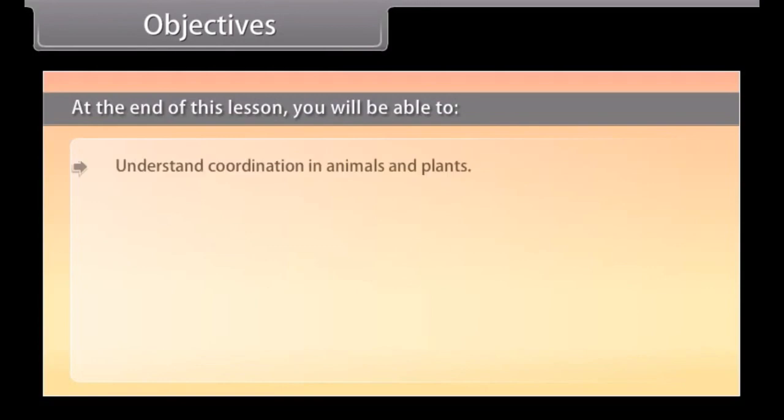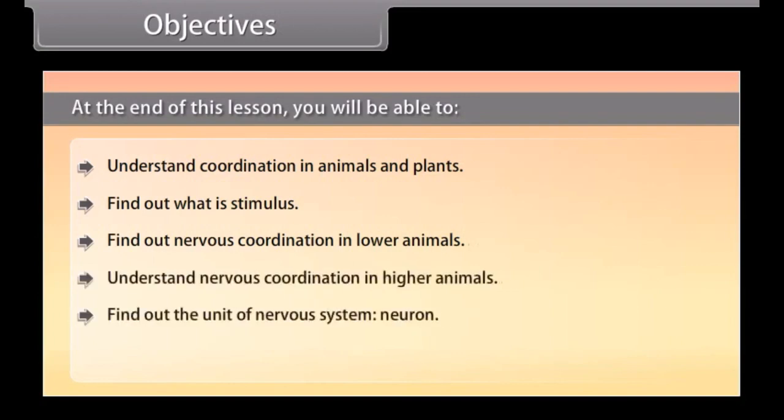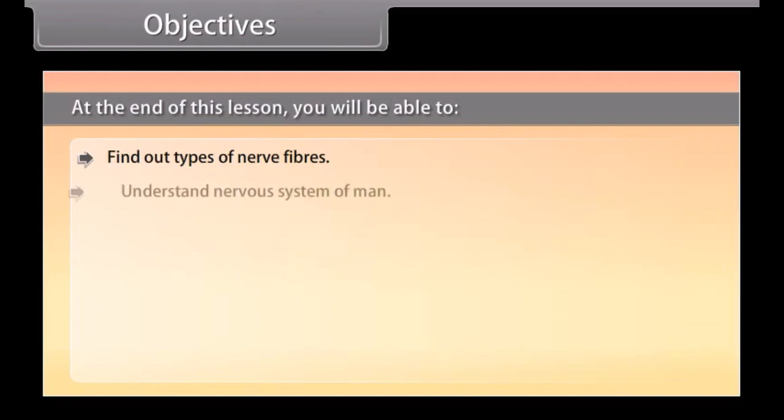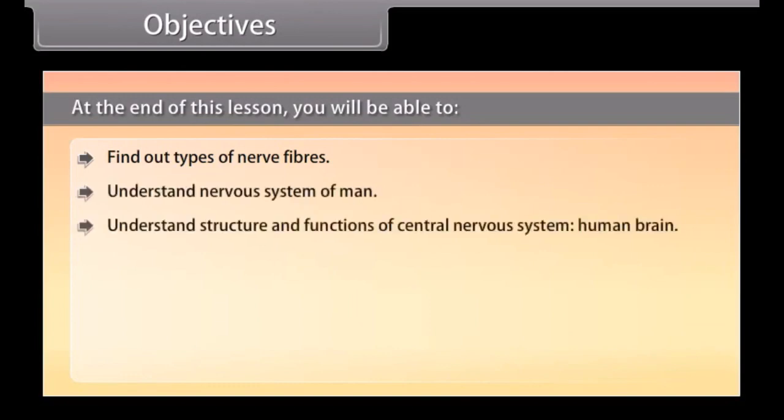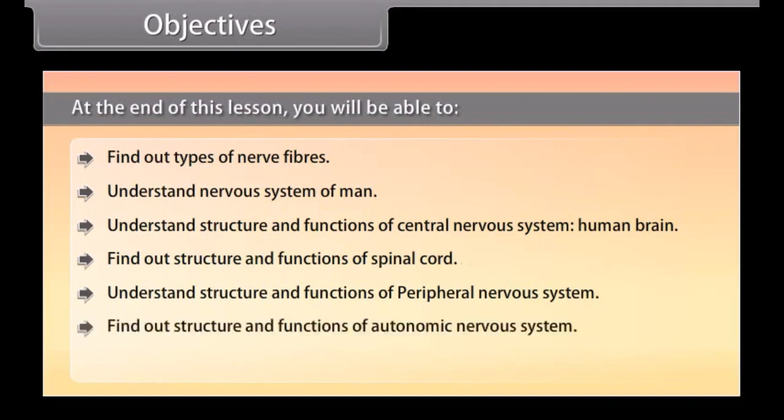Objectives. At the end of this lesson, you will be able to understand coordination in animals and plants, find out what a stimulus is, find out nervous coordination in lower animals, understand nervous coordination in higher animals, find out the unit of the nervous system, the neuron, find out types of neurons, find out types of nerve fibers, understand the nervous system of man, understand structure and functions of the central nervous system, the human brain, find out structure and functions of the spinal cord, understand structure and functions of the peripheral nervous system, find out structure and functions of the autonomic nervous system, and understand reflex actions.